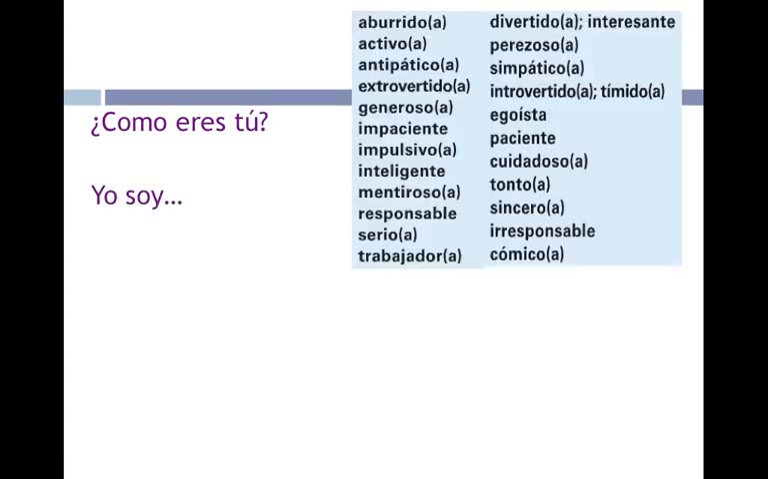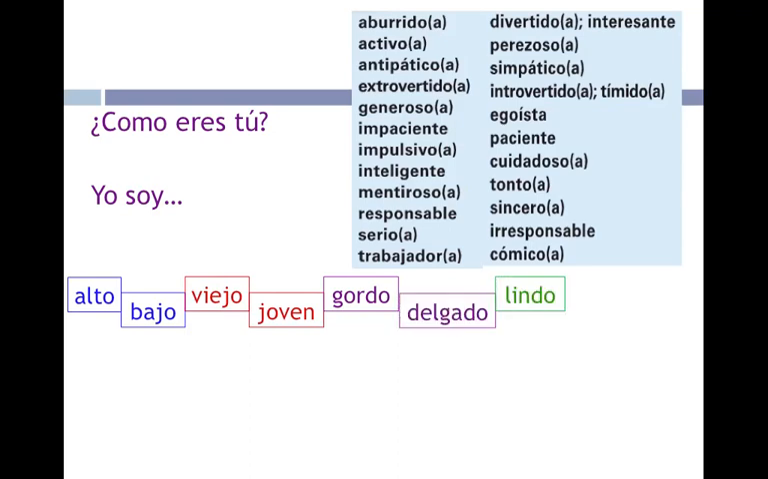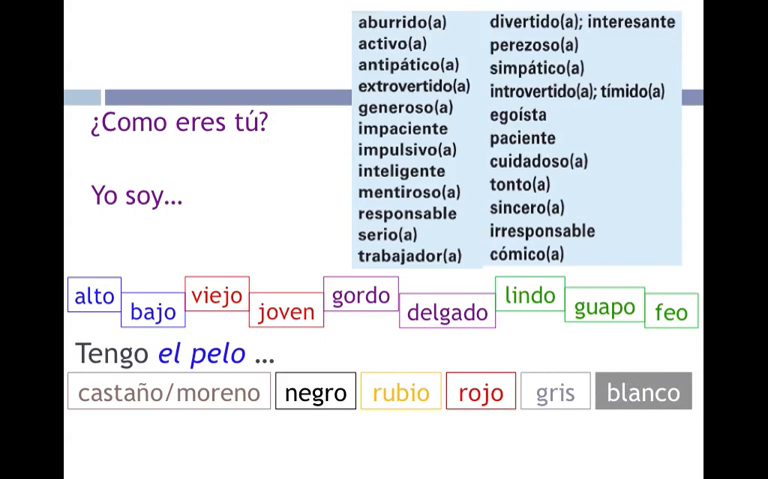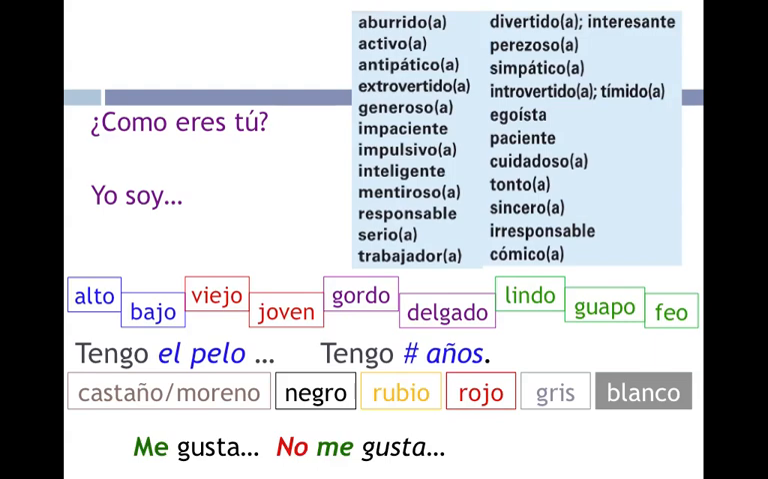Now let's make it a little more personal. ¿Cómo eres tú? How are you like? Not how are you feeling, not cómo estás, but ¿cómo eres tú? How are you like? A description. You're going to respond with yo soy. Aquí están los adjetivos. Alto, bajo, viejo, joven, gordo, delgado, lindo, guapo, feo. So one response will be a description. The other will be tengo el pelo y el color. Un poco más, tengo, and give me the number of years you have. Y finalmente, me gusta and no me gusta. Me gusta bailar, no me gusta cantar, por ejemplo.